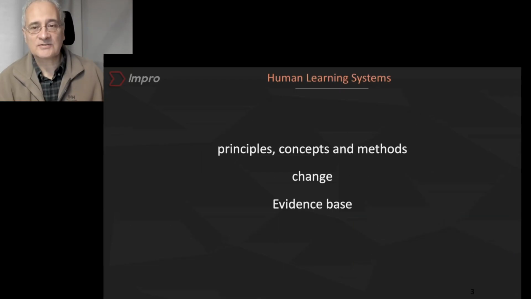Human learning systems provides a framework for these principles, concepts and methods of change. So this is actually how to make relational public services work. And they've been derived from evidence that allows us to understand how this actually works. It's not something that's just been designed and invented recently.